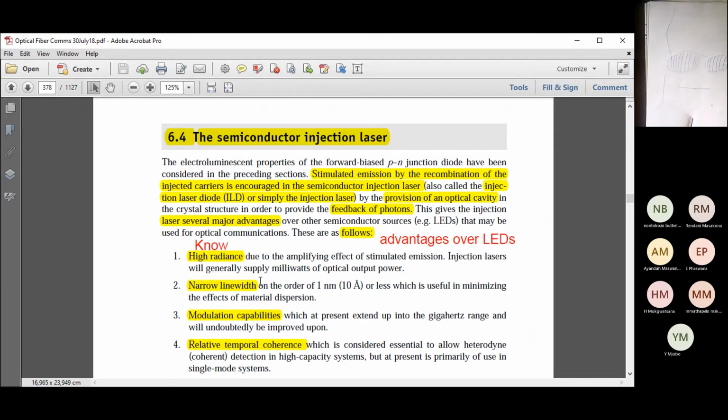Narrow line width means it's got a specific frequency. Normal LEDs have a lot of random frequencies. It's not one frequency. That's the difference.